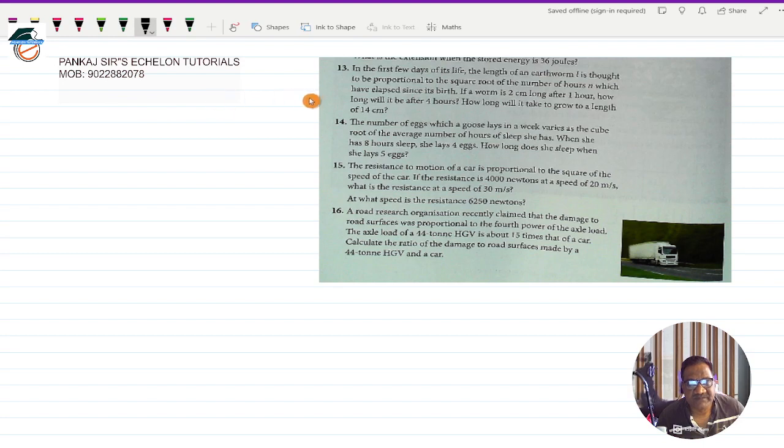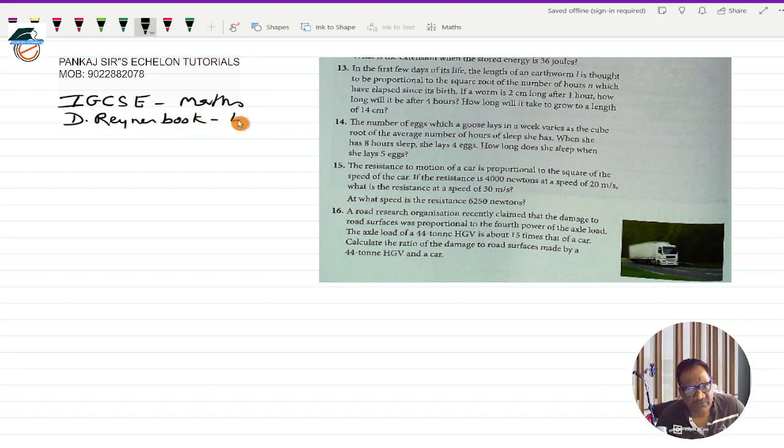Okay, and the chapter name is variations, right? So let me read it for you. We are into IGCSE maths. We are doing from David Rayner's book, and mind you, this is the fourth edition, and the topic name is variations. This is the topic name rather than the chapter.